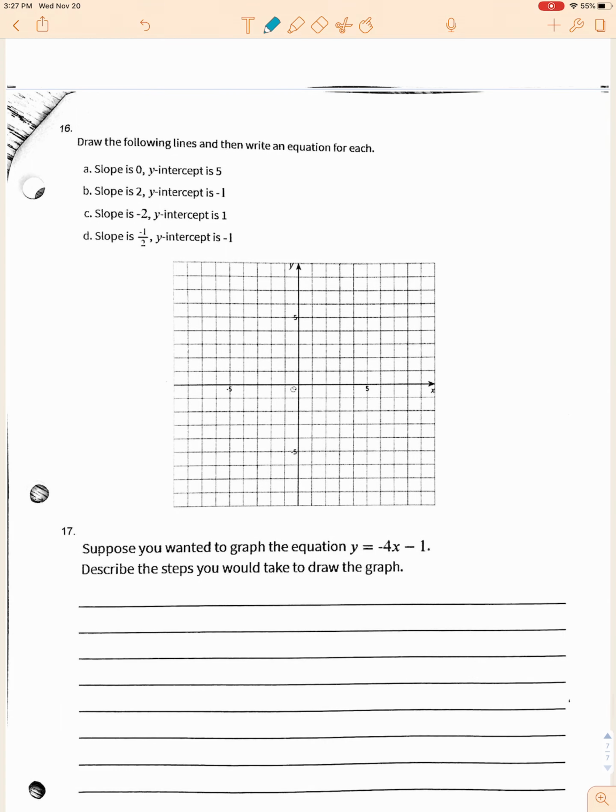All right, we're almost there. Number 16, draw the following lines and then write an equation for each. So I'm going to draw them and I'm going to write their equation as I go.